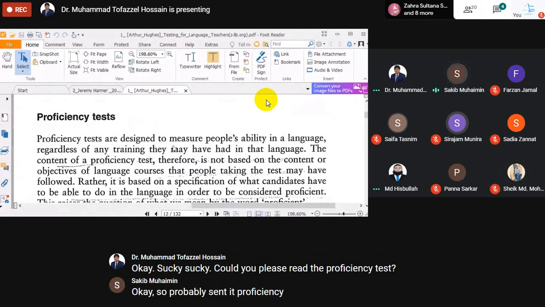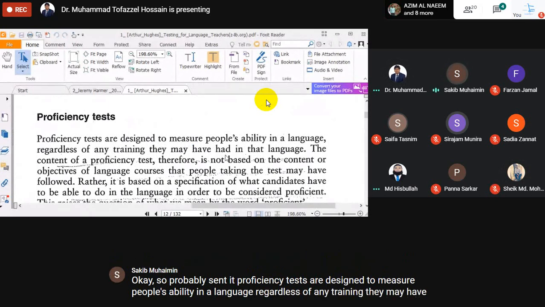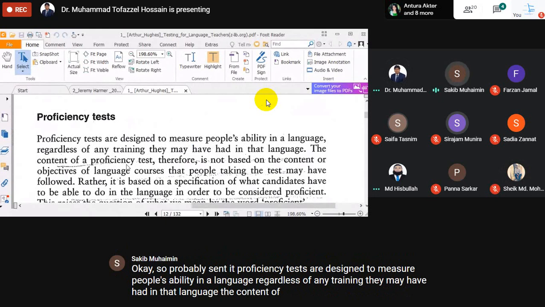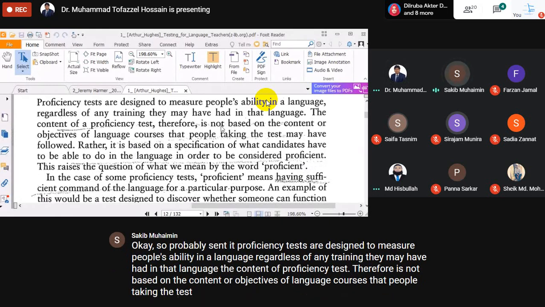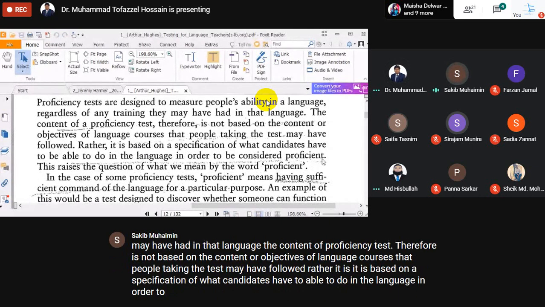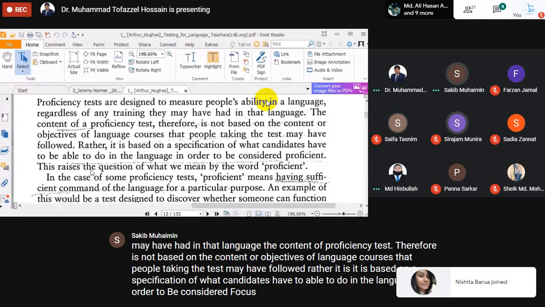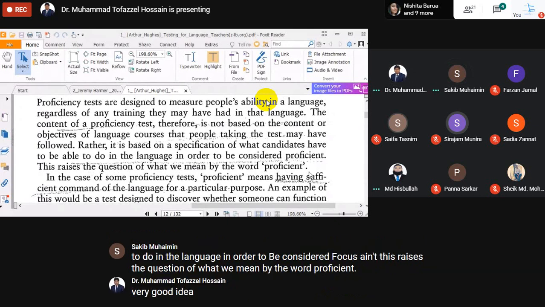Proficiency tests are designed to measure people's ability in a language, regardless of any training they may have had in that language. The content of proficiency tests, therefore, is not based on the content or objectives of language courses that people taking the test may have followed. Rather, it is based on a specification of what candidates have to be able to do in the language in order to be considered proficient. This raises the question of what we mean by the word proficient. Very good idea. Okay, I would like to stop here. Then I discuss the rest of the issue.